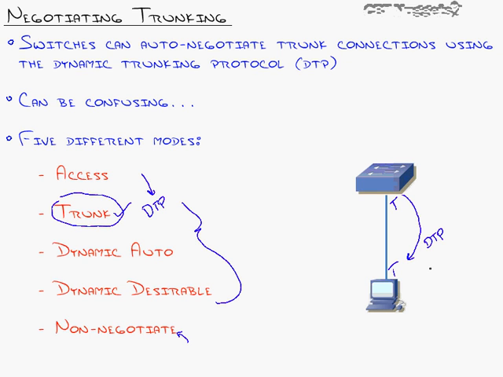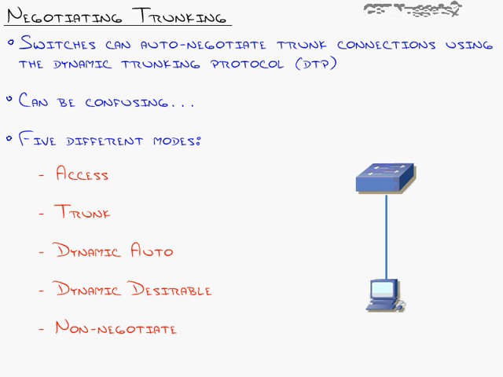Let me go ahead and set mine to mirror those DTP packets, and your computer can start trying to emulate those and negotiate a trunk with the other side, and it's only a matter of time before somebody hacks into the network. So non-negotiate is the most secure and the most, I guess you could say, solid way to do this because you know exactly what ports are set to trunking, and only those ports will negotiate a trunk.